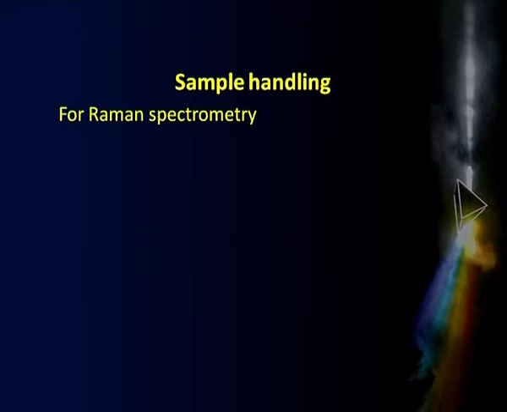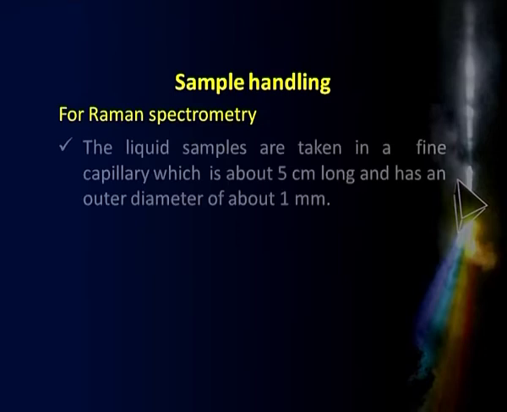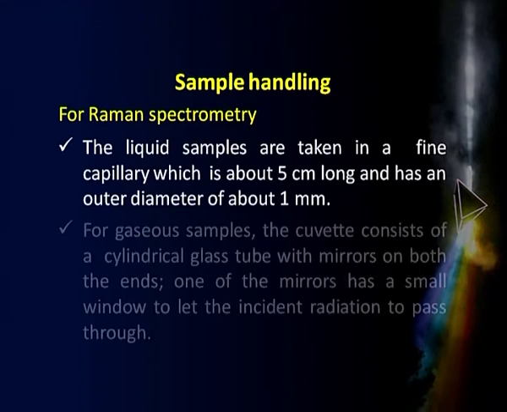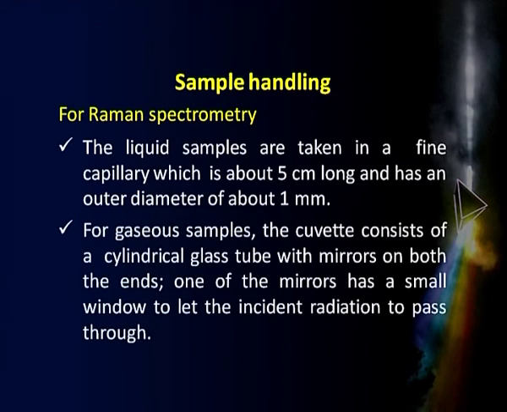Going further, in case of Raman spectroscopy, things are slightly simpler. If it is a liquid sample, we take it to a fine capillary and put it into the path of the radiation and see what is the consequence of that, how the scattering takes place. And if it is a gaseous sample, we think of a cuvette which is a very long cylindrical glass tube which has mirrors on both the sides, and on one of the sides the mirror has a hole.